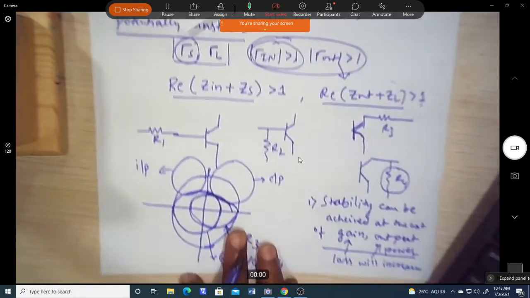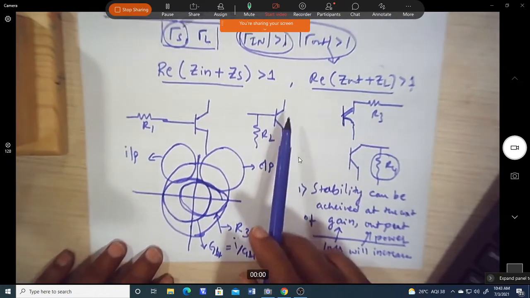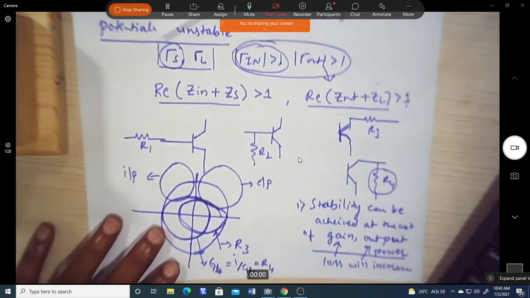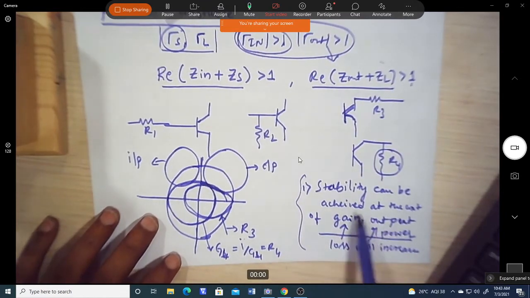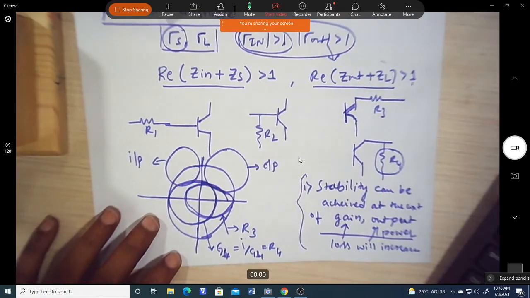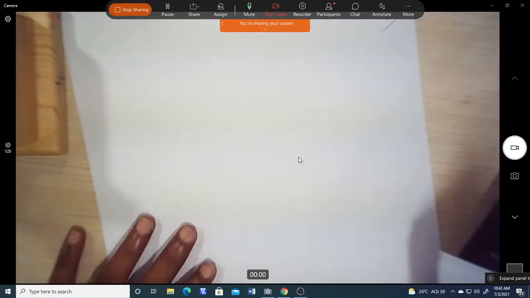So whenever we take the potentially unstable case, if I add this technique to bring that unstable device to stability, this is the cost we need to bear: the gain and output power will decrease and the loss will increase. So now we can take any problem and see how the design can happen. Okay, so now take this one problem.